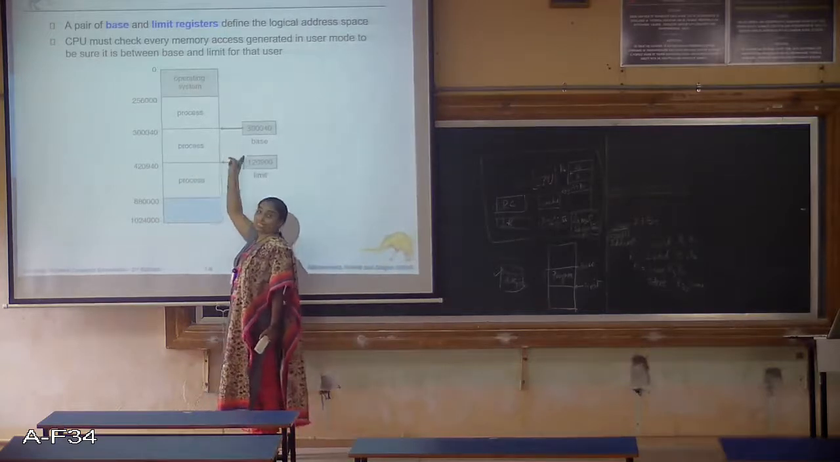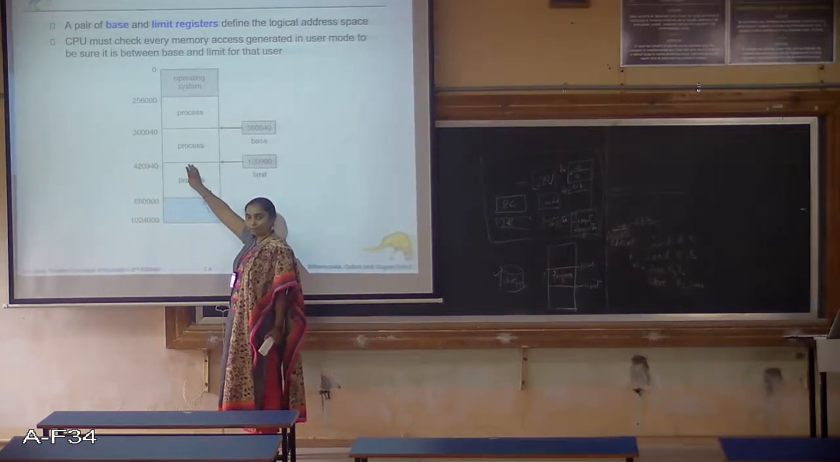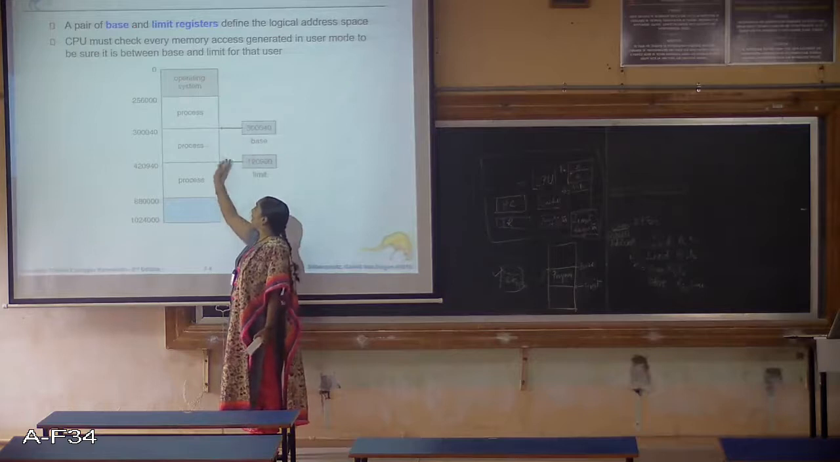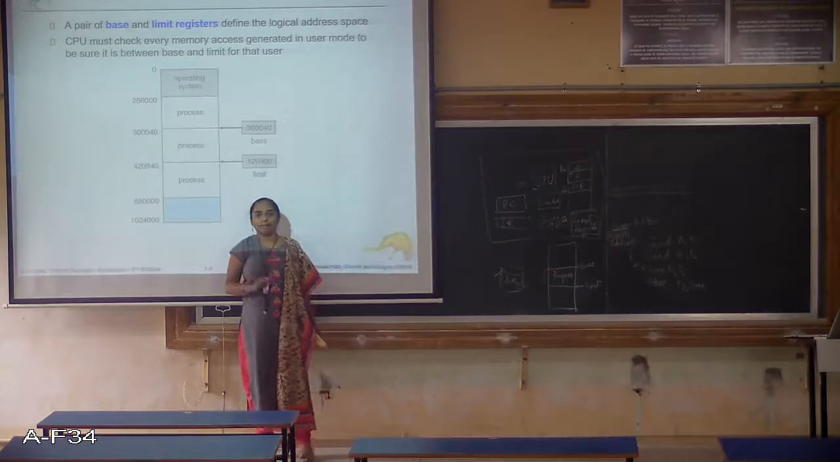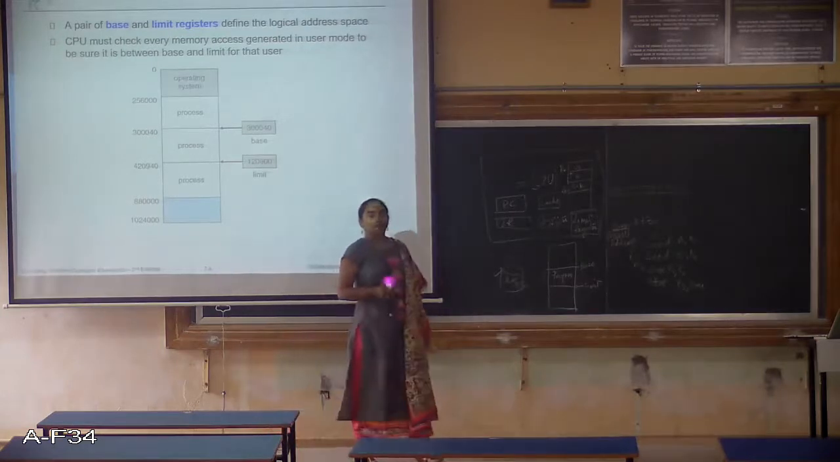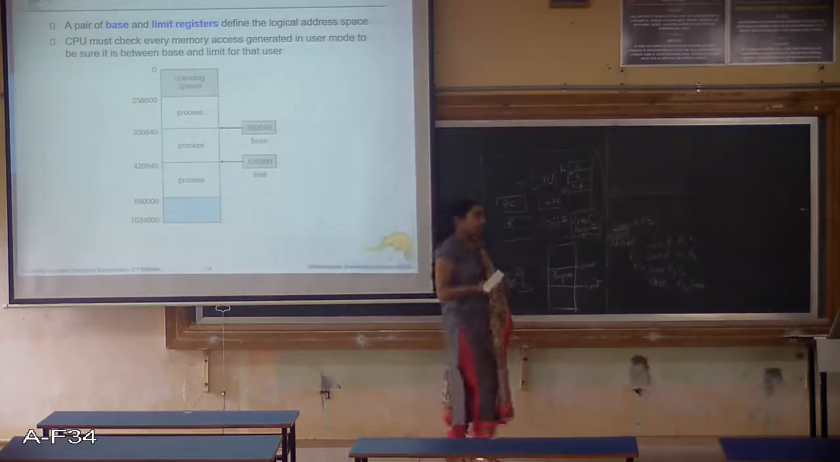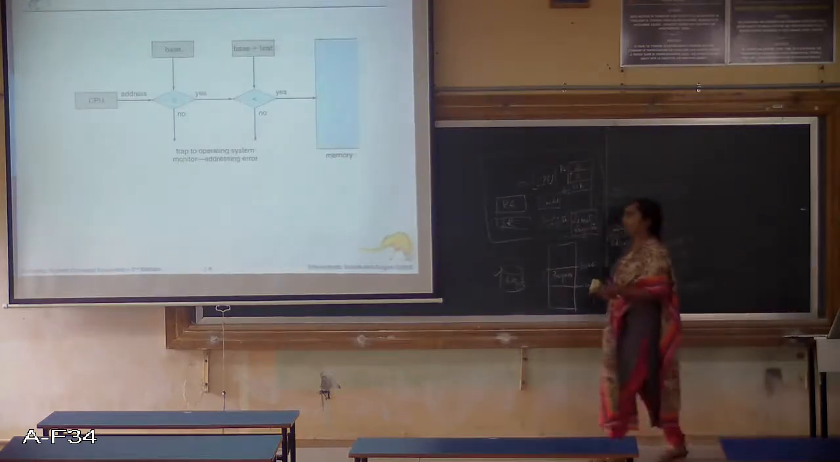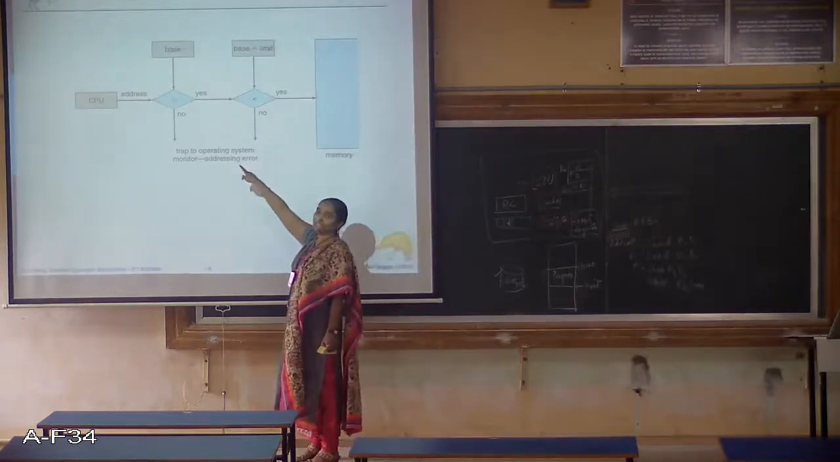So if there is any instruction which says access this memory location and get this data or this instruction, then it will first check whether it is within this limit. If it is within this limit, then it will allow you to access that memory location. If it is not within that base and limit, if it is before the base value or after the limit value, then the operating system will create a trap, and it will display an error, a runtime error, an execution error. So that is how your operating system is trying to protect.